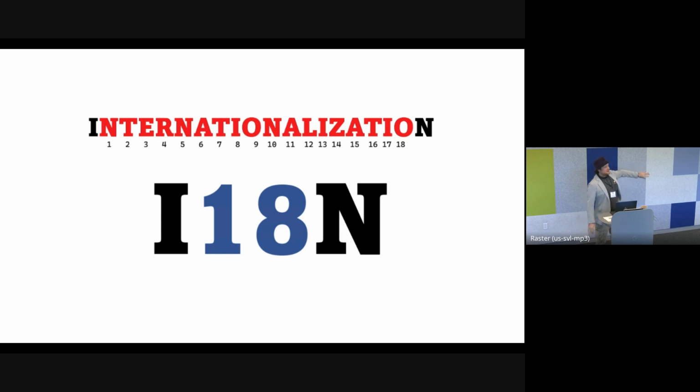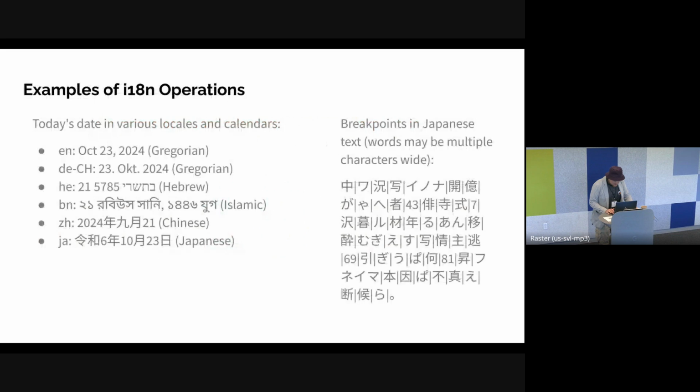I love this picture. I have it in almost every talk I give. i18n, it's internationalization. It's I followed by 18 letters followed by n. It's one of the longest words in the English language. And what is i18n? Here's two examples of i18n operations.